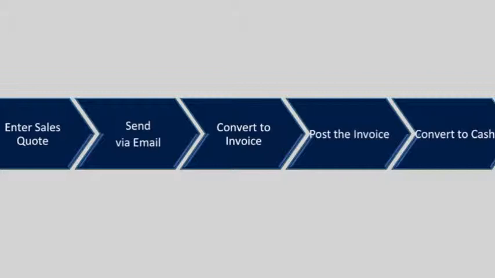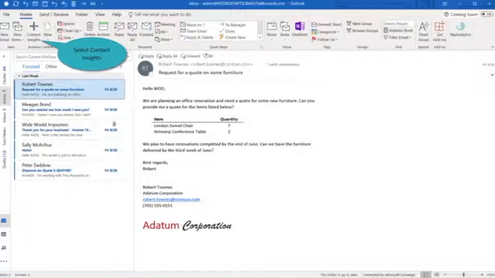In the scenario, I'll show you how to enter a sales quote, send it via email, convert it to an invoice, and post that invoice, and then collect the cash. First, I'll show how to use Outlook to convert an email to a sales quote. In this scenario, you receive a request for a quote from a customer. The customer wants pricing information for 2 items.